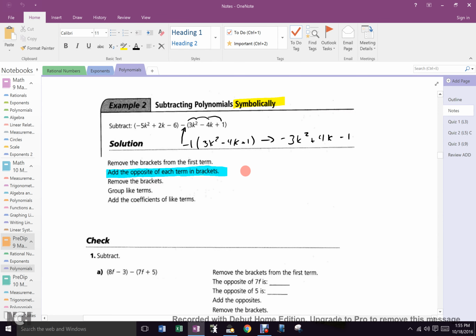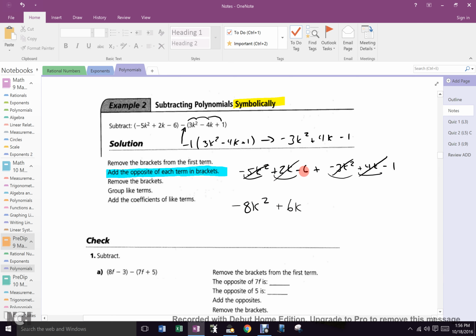Whatever. So we're going to add the opposite. So we had negative 5k squared plus 2k minus 6, and we add the opposite: negative 3k squared plus 4k minus 1. And then it's just what we already know how to do, right? Yeah. Negative 5, and then negative 3 more, negative 8k squared. Done. Plus 6k: 2k plus 4k more, 6k, done. Minus 7: negative 7, and then negative 1 more, negative 7. Good? Great.